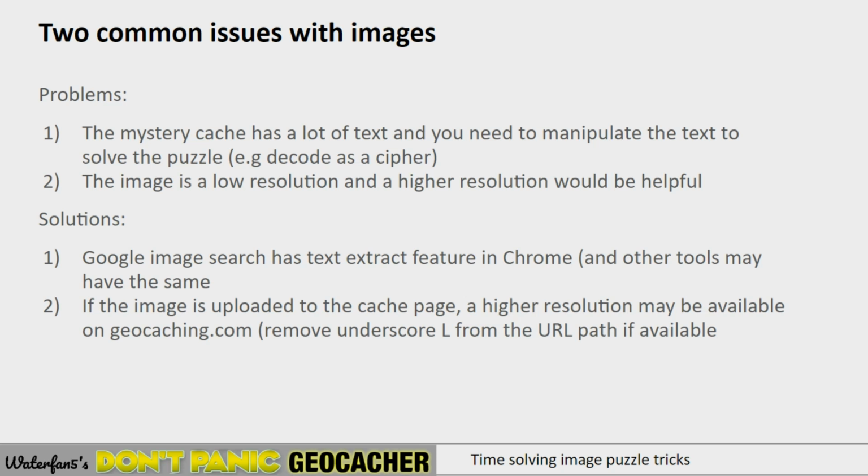The second one is if the image is uploaded to the cache page, a higher resolution may actually be available. And I'm going to show you how to do that by changing the URL of the image and getting the higher resolution version. So with that, I created a fake mystery cache puzzle where both these techniques are useful.